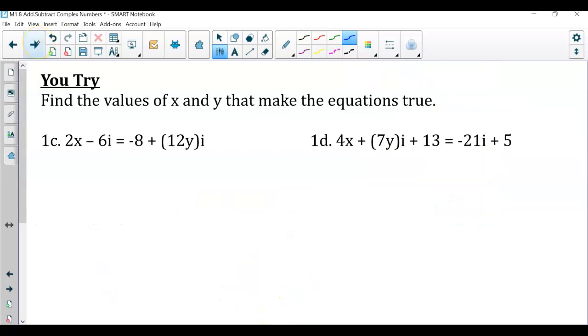So go ahead and pause the video here and try these on your own. Make sure to set the real parts equal to each other, set the imaginary parts equal to each other, and solve.